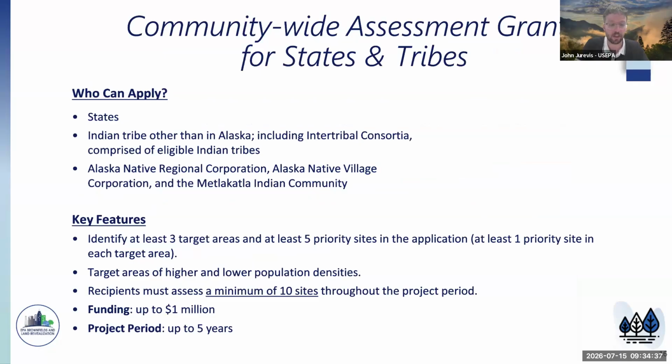And then the final assessment grant type is the community-wide assessment grants for states and tribes. And I know most of the audience today isn't states and tribes, but it's still important to know about these kinds of grants and what they give our states the ability to do. So who can apply? Essentially, it is in the title, it's just states and tribes. But what they do is they allow the states and tribes to perform assessments throughout their whole geographic jurisdiction.